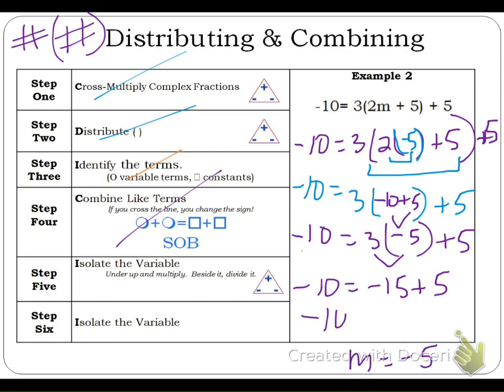So negative 10 is equal to, well, negative 15 plus 5 is opposite sign, so I have to subtract. 15 minus 5 is 10, but the bigger sign wins, negative 10. Hey, I did it. Negative 10 equals negative 10. Check. So when they ask you what's the solution to the equation, that's where you write m is equal to negative 5. But by plugging it back in, you just prove that that is the solution.